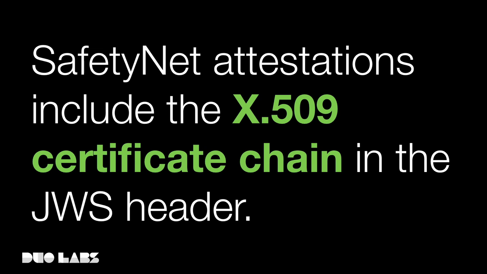And importantly, SafetyNet does this. It includes the X509 certificate chain in the JWS header. Now, Nick is going to come up and talk about how certain cryptographic libraries handle certificate chain validation, as well as go into misuse resistance and primitives and APIs.